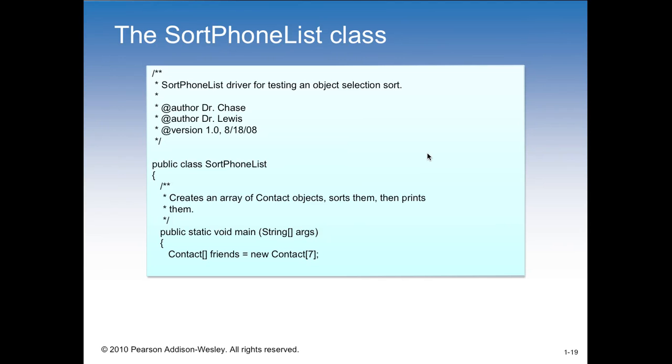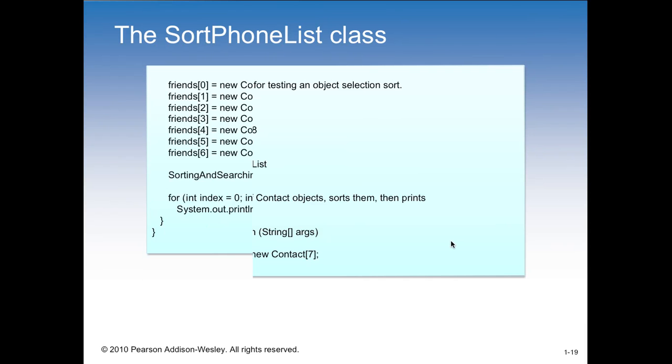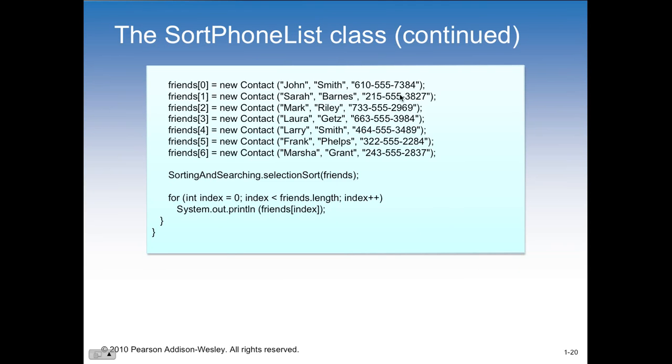Here's the SortPhoneList class. We have a phone list, a regular old directory. We're going to sort it by name, I think, in his example. So create an array of contact objects, sort them, and then print them out. In main, we're going to create some contacts, some friends, in an array. Here are some contacts: first name, last name, telephone number. Then we're going to apply this method to do a selection sort on friends as the object. This is a sorting algorithm. So for index equal to 0, index less than the length of the friends array, print out friends at index, so print it out to the screen.